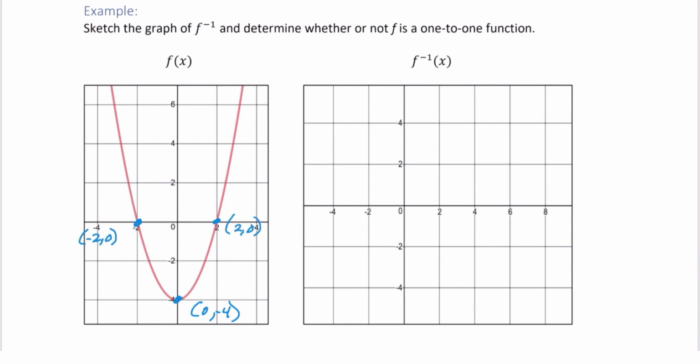Recall, to find f inverse, we simply interchange the x and the y values. So -2, 0 would become 0, -2. 0, -4 will become -4, 0. And 2, 0 will become 0, 2. We can use these points to sketch f inverse.